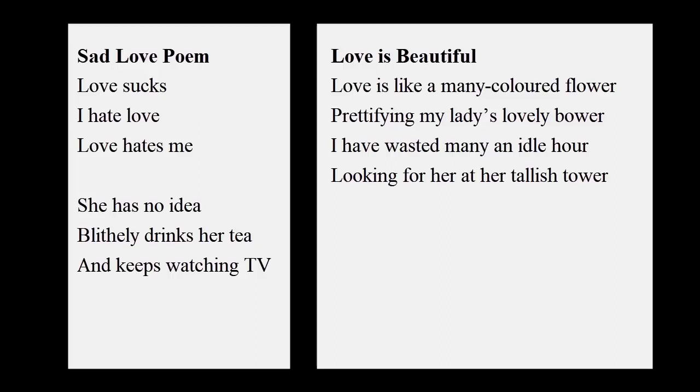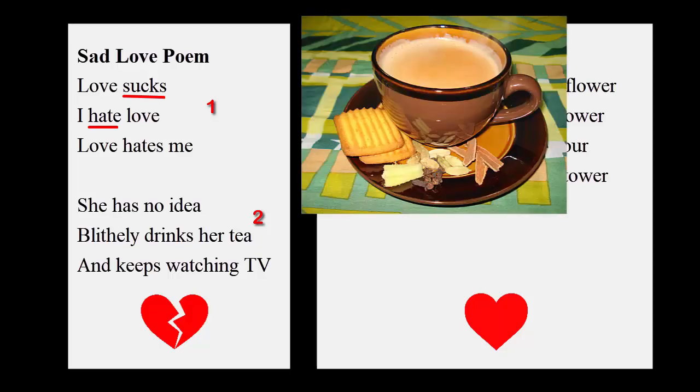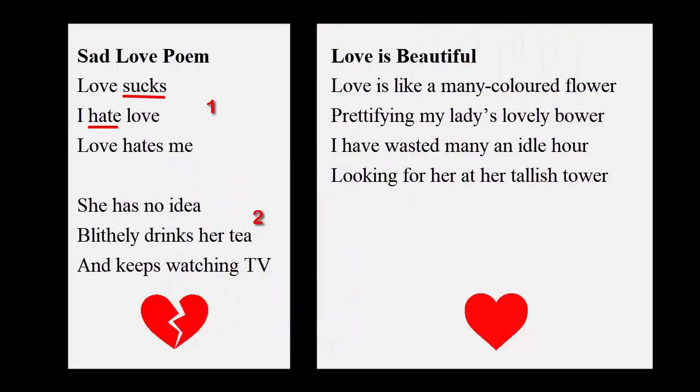Looking very quickly at these poems, we find that the former has a negative attitude to love, and the latter a more positive one. That much is obvious, but won't take us very far. We need to understand why one poem has a negative effect and the other a positive one. Looking more closely, we can see some similarities and differences. The Sad Love Poem has two stanzas and very short, almost blunt lines. The first stanza talks about love in general, using words such as hate and sucks, and the second stanza describes the uninterested love interest, a woman more concerned with tea drinking and television than with the speaker.